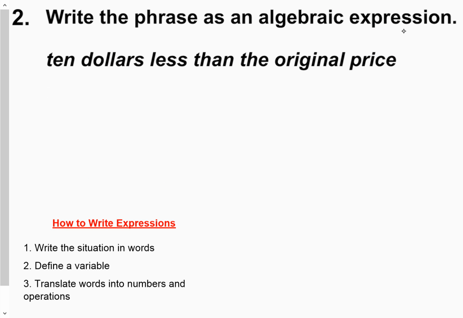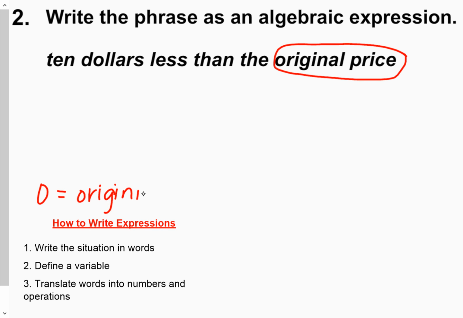Write the phrase as an algebraic expression, $10 less than the original price. So again, we have to decide what our variable is going to be. We don't know what the original price is, so we can define a variable for it. I'm going to say O stands for original price. Okay, now here it says $10 less than, which means the original price was more than the 10, so it's going to be O minus 10.